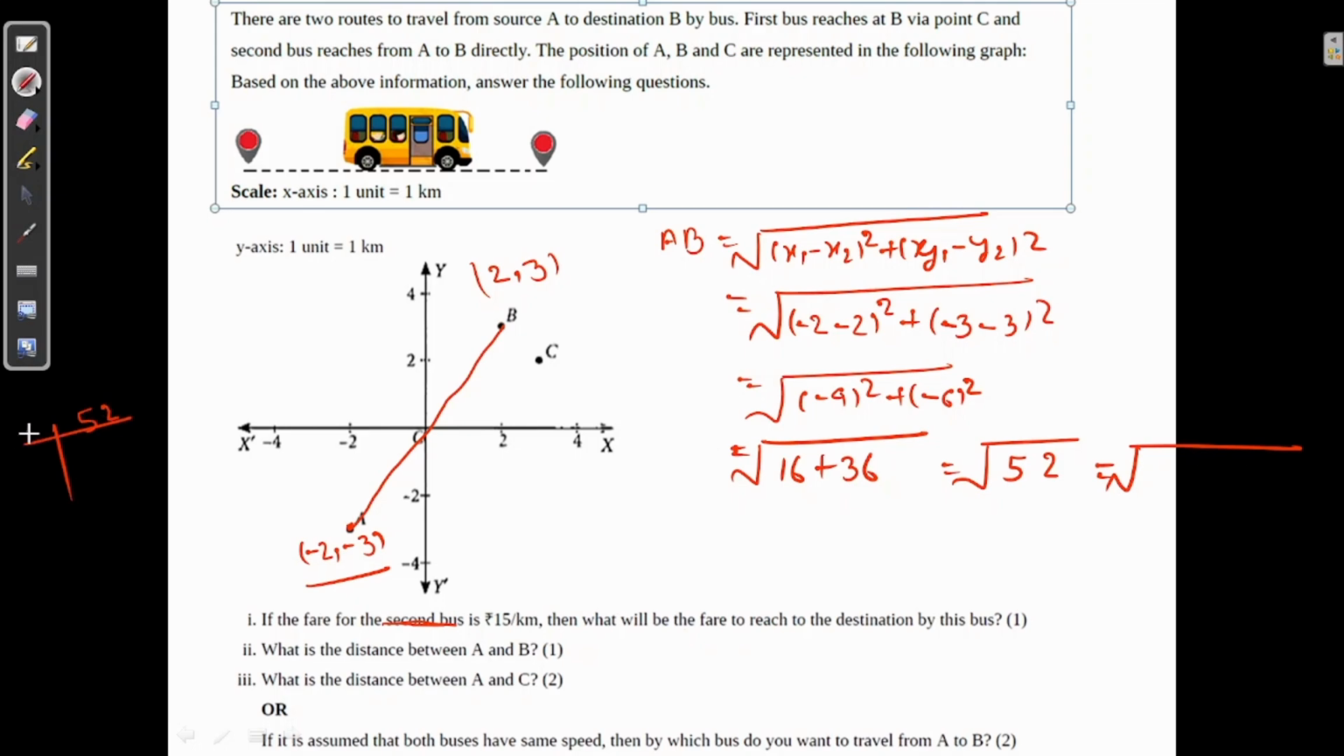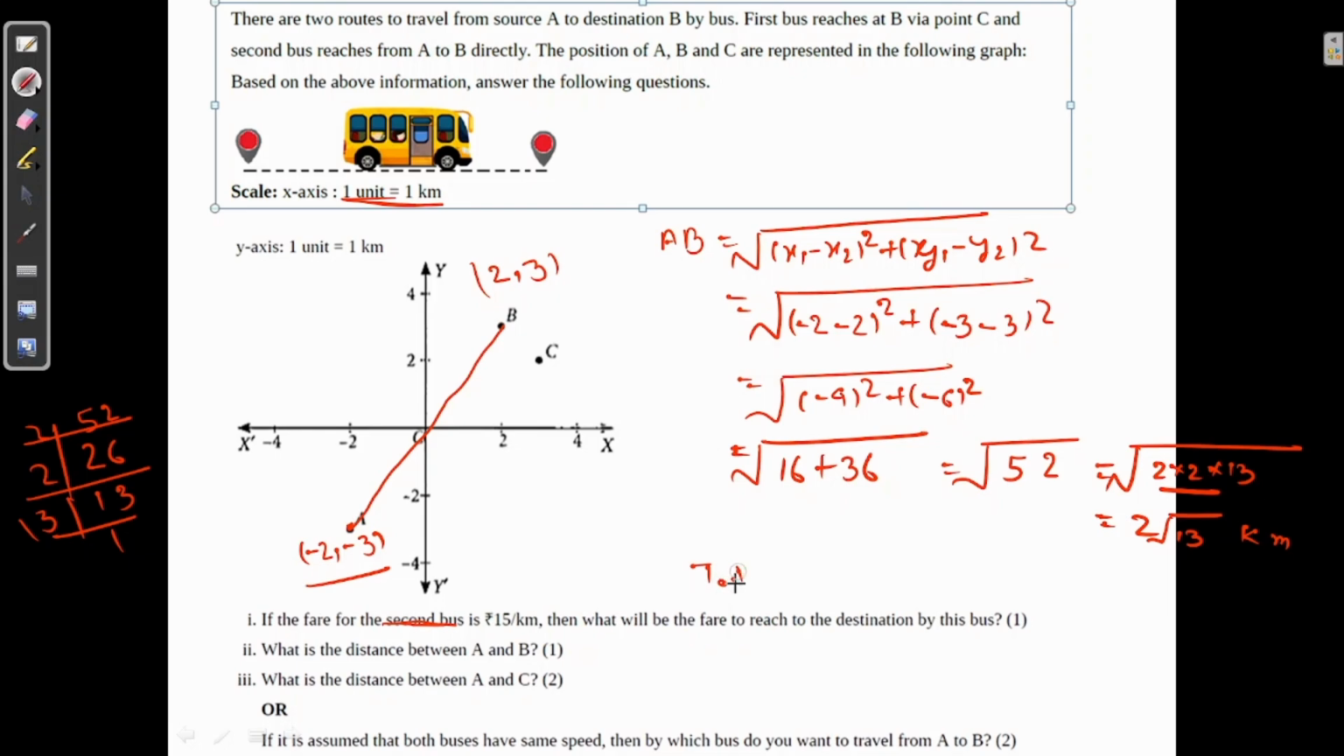So take 52 and start dividing by 2. 2 2s are 4, then 12, 26, then divided by 2, it will come 13, divided by 13. So when you factorize, it will come 2 into 2 into 13. That 2 is forming a pair, so it will come outside. 2 root 13, you will write kilometer, not unit, because they have already said 1 unit means 1 kilometer. Just look, what is the fare for the bus? It is 15 rupees per kilometer.